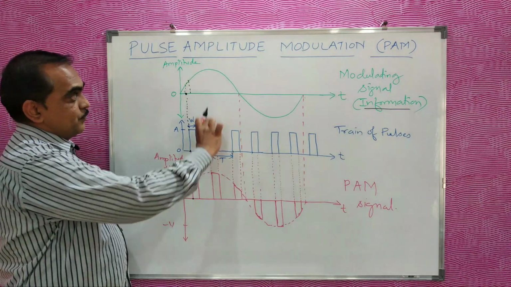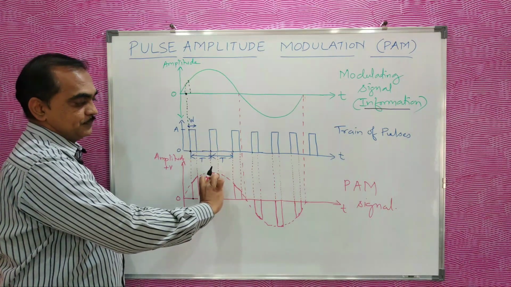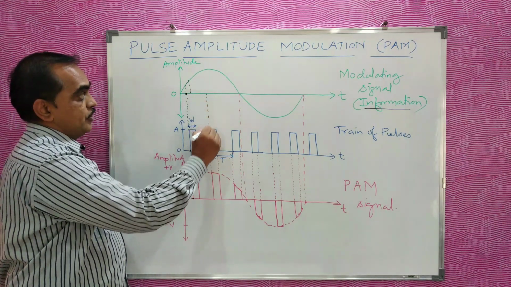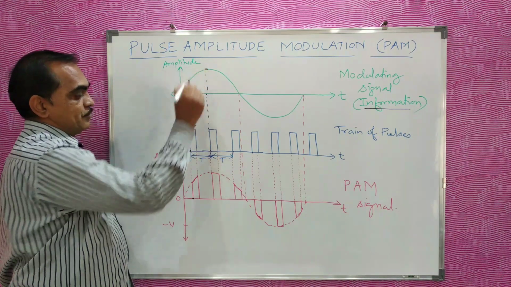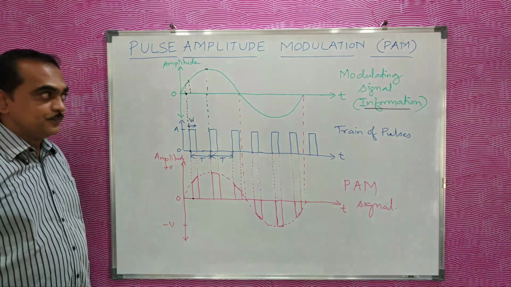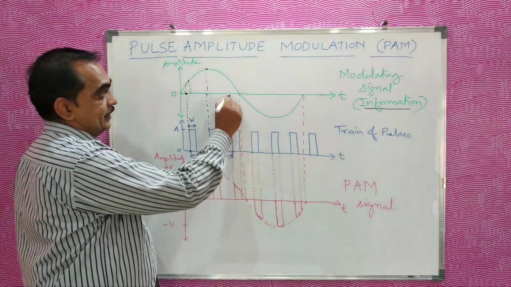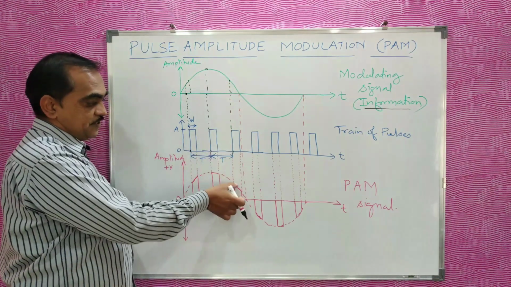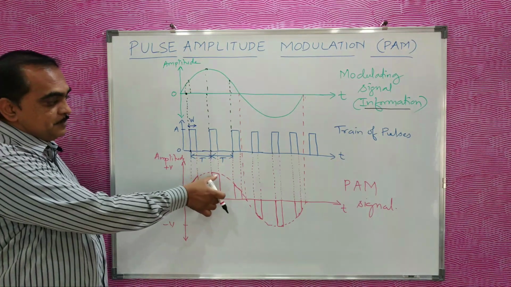The second pulse will take this amplitude, so it is shown here. The second pulse amplitude is shown here. So it is going to take the amplitude at this instant of time. The third pulse will take the amplitude shown at this instant of time, and that is shown here. So this is the first pulse, second pulse, third pulse.